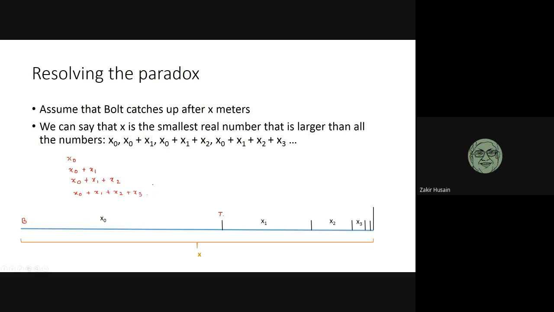Until Bolt finally catches up with the tortoise. So when Bolt catches up with the tortoise, suppose he catches up after running x distance. So this x is greater than all these distances. You can say that x is the smallest real number that is larger than all these numbers.